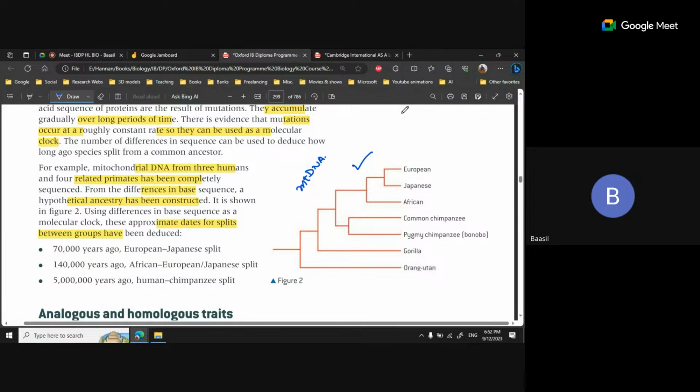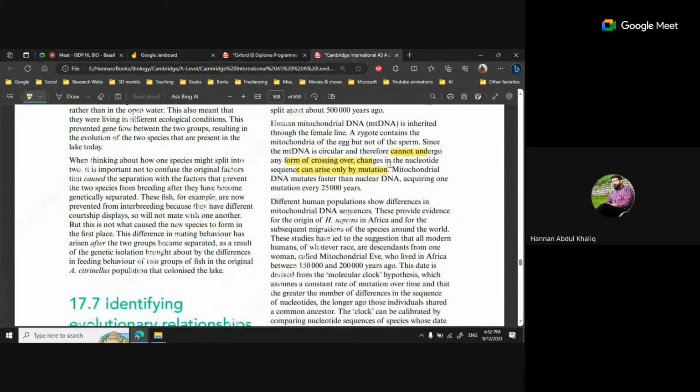The non-sister homology only appears when you have a diploid set. So no crossing over in any haploid set. Let's get back to that statement. Mitochondrial DNA mutates faster than nuclear, acquiring one mutation every 25,000 years. This is something they have analyzed from some sort of method. Let's say that the mutation is occurring every 25,000 years.